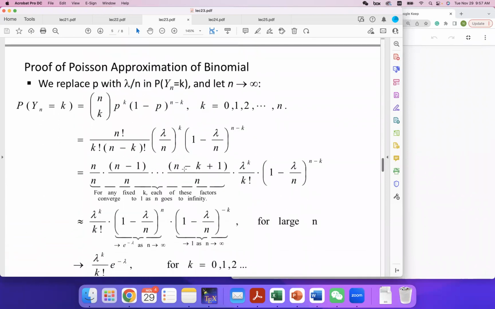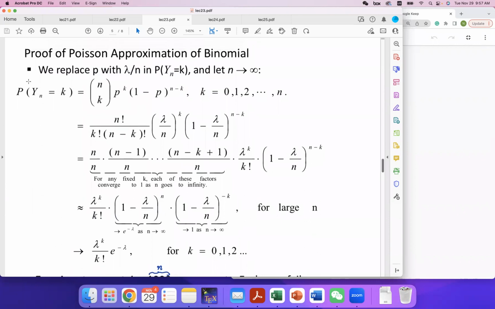And this is basically a short proof of this statement. The general idea is this: we first look at the distribution of the standard binomial random variable Yn. So this is the expression for the binomial distribution. It's n choose k, where we observe k successes and n minus k failures. So this is the binomial distribution.